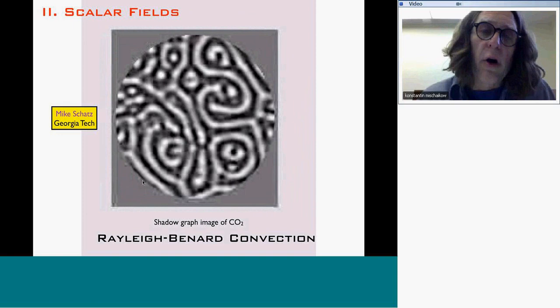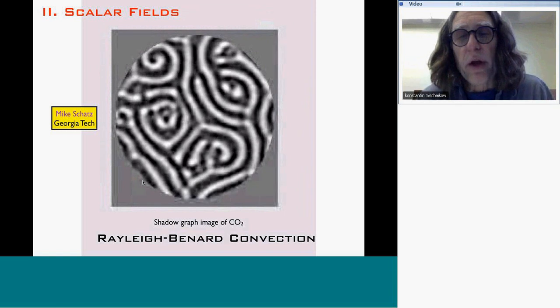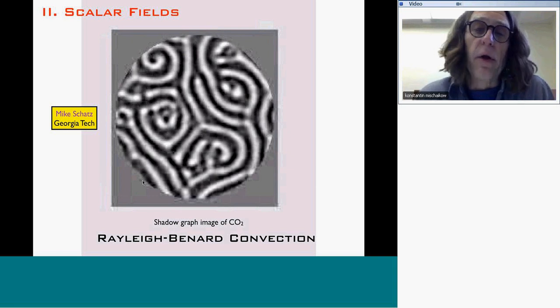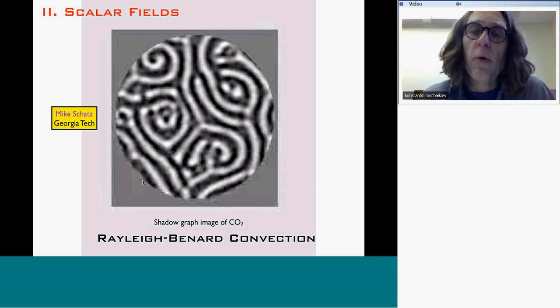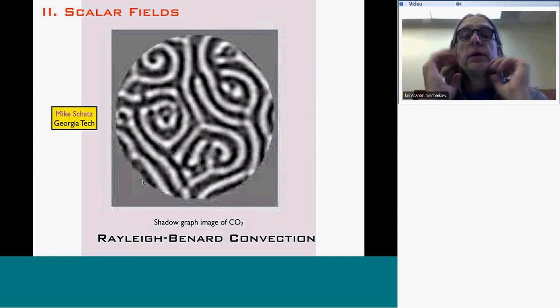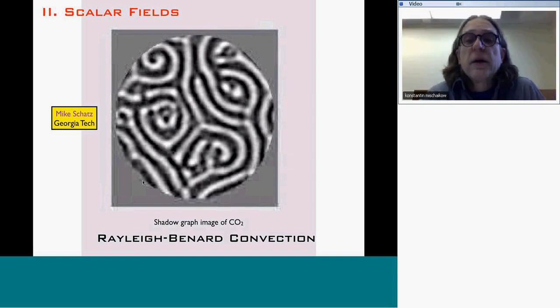This is what happens in time as the camera catches what's going on. Think of the dark regions as representing where the CO2 is cold, and the light regions representing where the CO2 is hot. Remember, in Rayleigh-Bénard convection experiments, you're heating from the bottom and cooling from the top. So there's a fairly complicated pattern that is constantly changing in time. Think of the grayscale image as an approximation for a temperature field, a single number at each point, and so we have a scalar field.